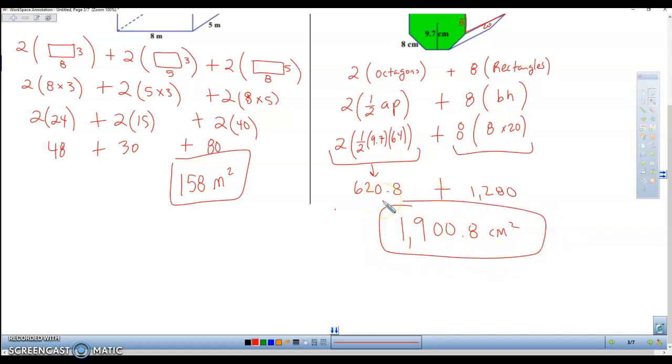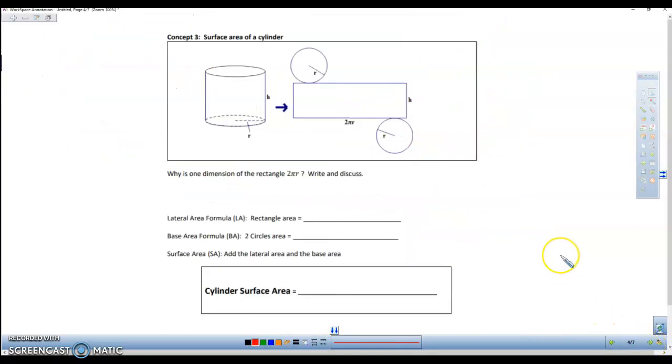So pretty straightforward. If you can find the area of two-dimensional objects, the surface area is not much harder. You just have to find a couple more and add them together. All right, so now we're going to get into a cylinder.